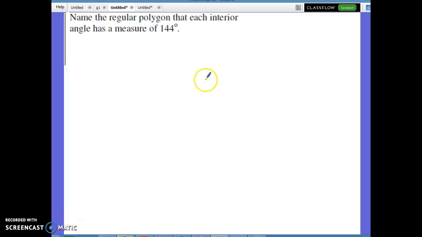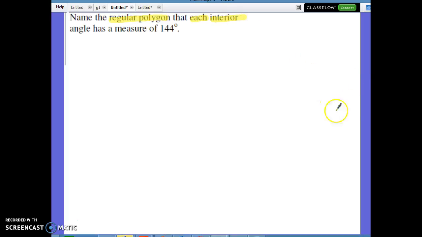All right, guys, this is number 4 on our guided practice. And now let's read through the problem and annotate the important words. It says, name the regular polygon that each interior angle has a measure of 144. So our keywords being regular polygon, each, and interior.